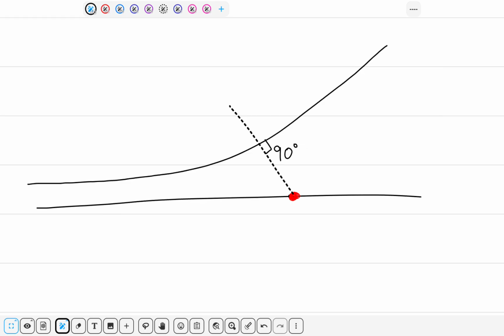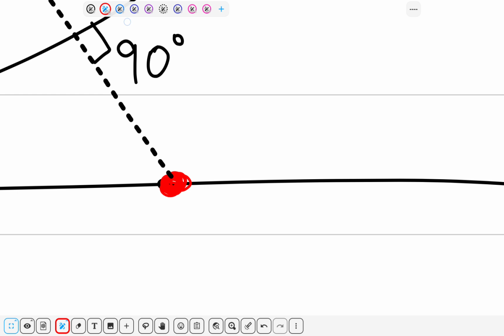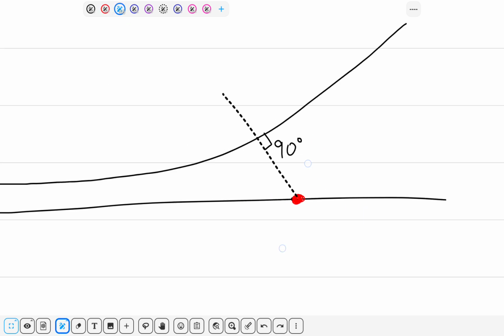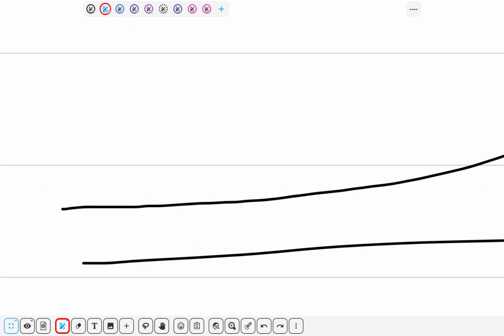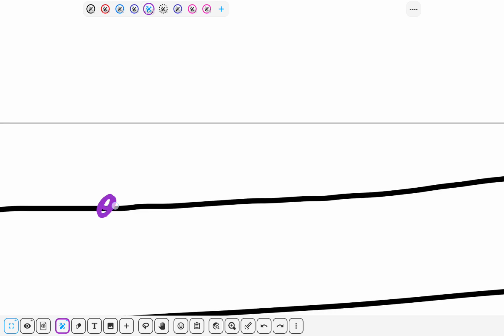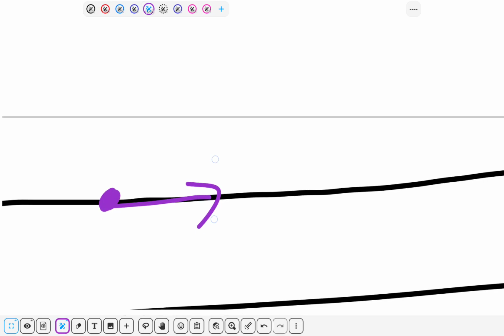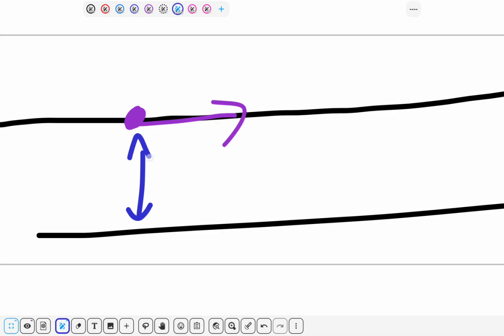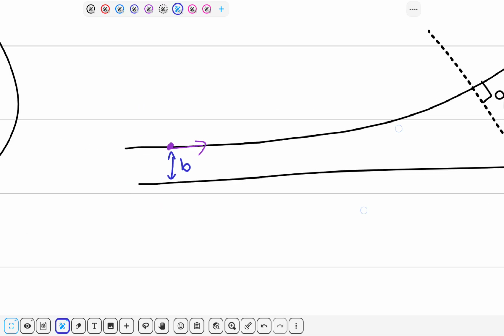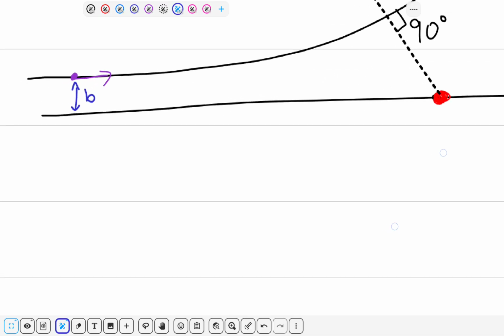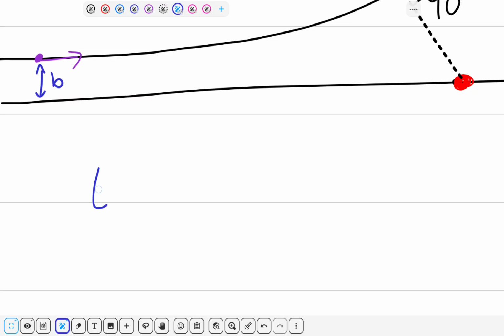Hmm, this is some theta. At some theta it is minimum. So if a particle is coming from somewhere here, and of course the distance of this is the impact parameter b. So I know two things, right?